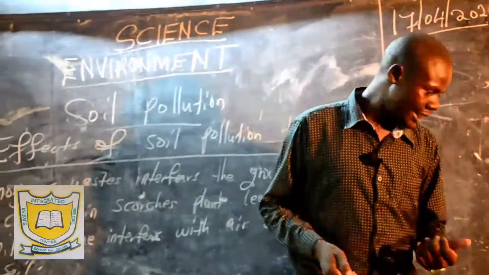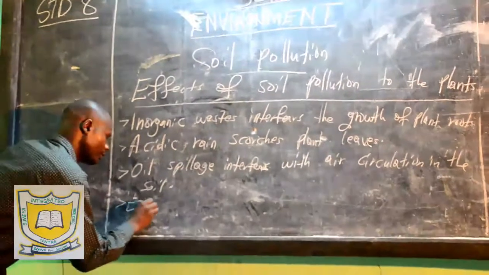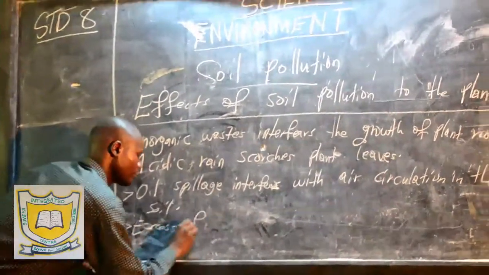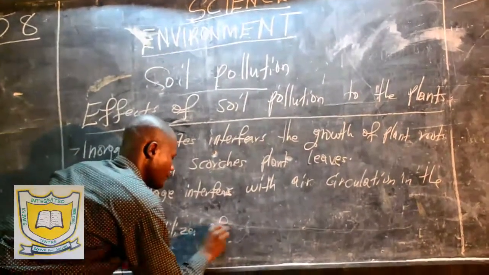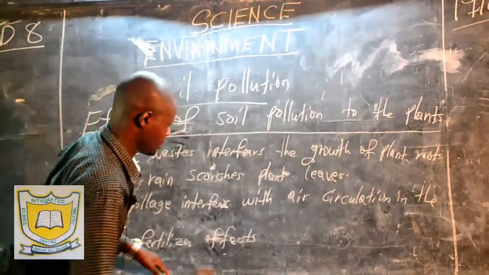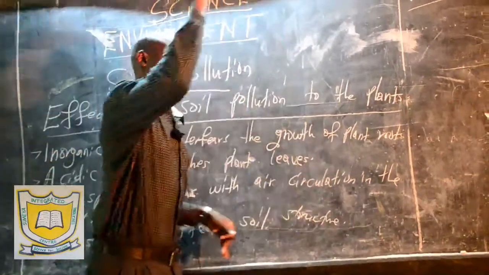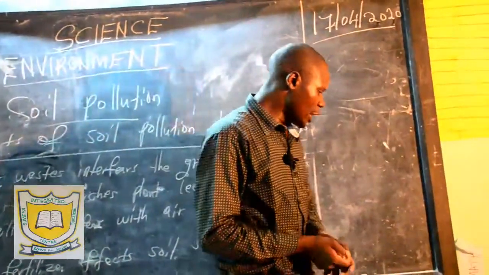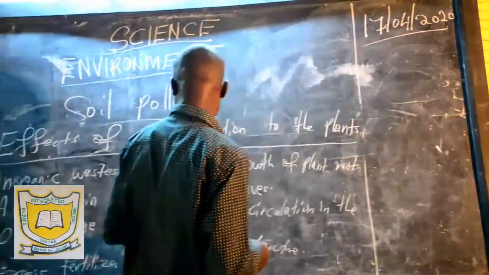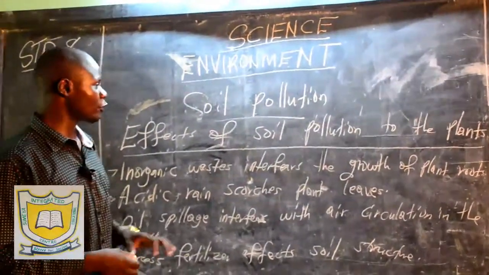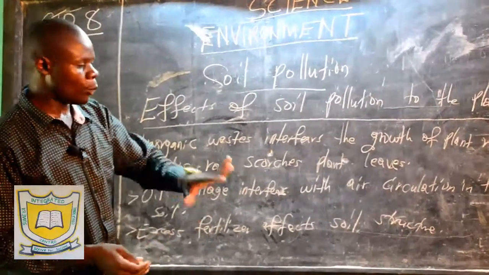Then excessive fertilizers affect soil structure. Excess fertilizer affects soil structure. And then I think these are some of the effects of soil pollution on plants. Excessive fertilizer affects the structure, hence low productivity.